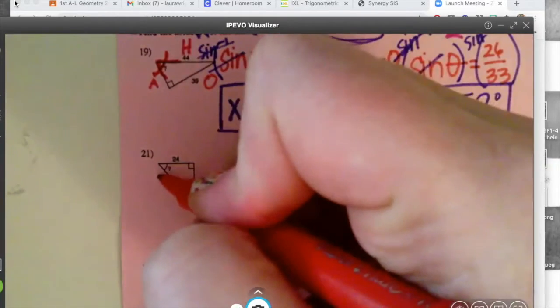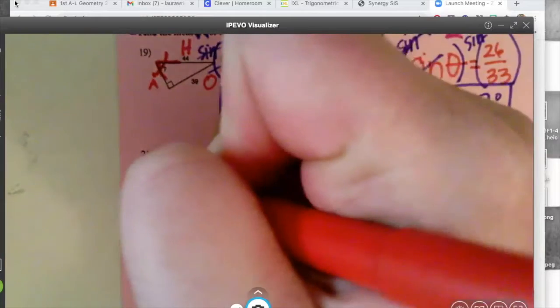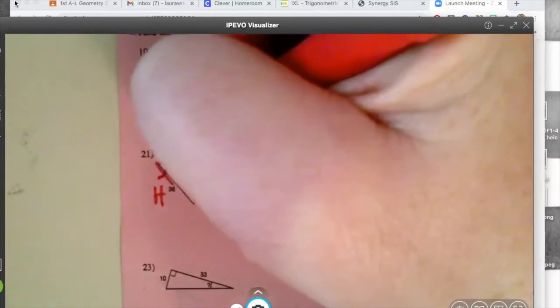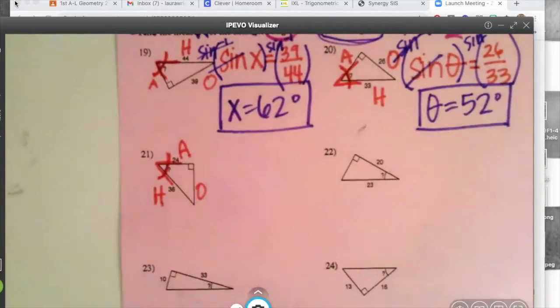Locate the angle they're wanting you to solve for. There it is. Label your hypotenuse. Trace your angle to find the adjacent side. Here's the opposite, just to be consistent.